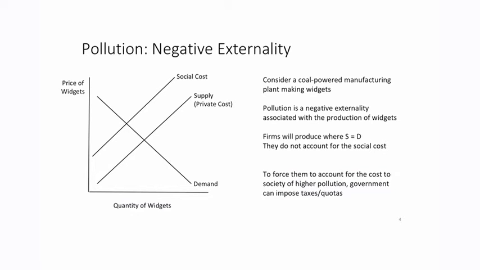Let's start off with a negative externality that everyone is very familiar with: pollution. So let's consider a coal-powered manufacturing firm that's producing widgets. Pollution is a byproduct of that manufacturing. Pollution is considered a negative externality. Now, the firm is going to produce where supply is equal to demand, which is going to be at point A. Here, the supply takes into account only the private cost to the firm of producing widgets. It doesn't take into account the social cost associated with pollution.